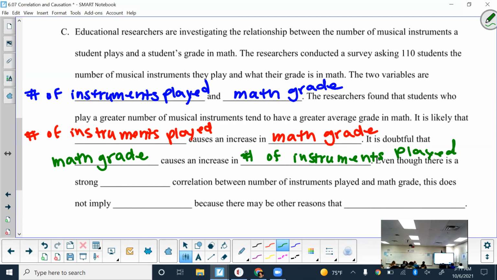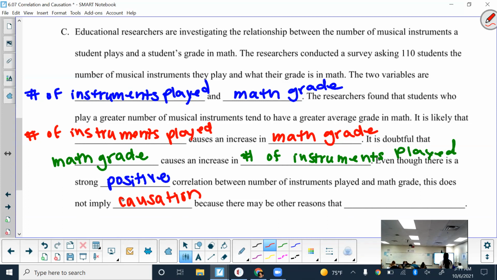Right. Even though there is a strong, would you say that this is a strong positive or negative correlation? Positive. Right, because they said as one increases, so does the other. So even though this is a strong positive correlation between instruments played and math grades, sorry, this does not imply what? What is really hard to prove? This does not imply causation.